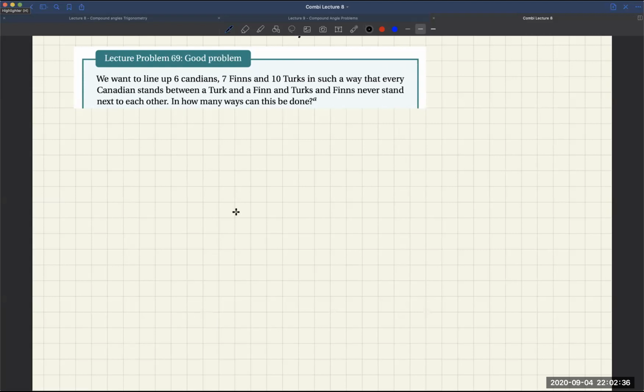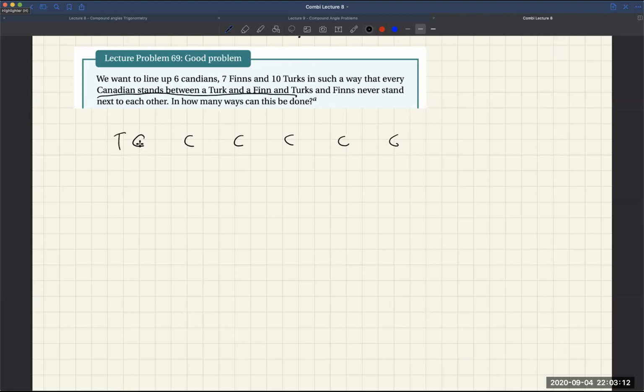You understood the problem, guys? No, no, answer is not 0, Billy. Okay, see here. Can I discuss, guys? So there are 6 Canadians, right? And they have said that a Canadian stands between a Turk and a Finn, and Turks and Finns never stand next to each other. So they have to be separated by a Canadian.